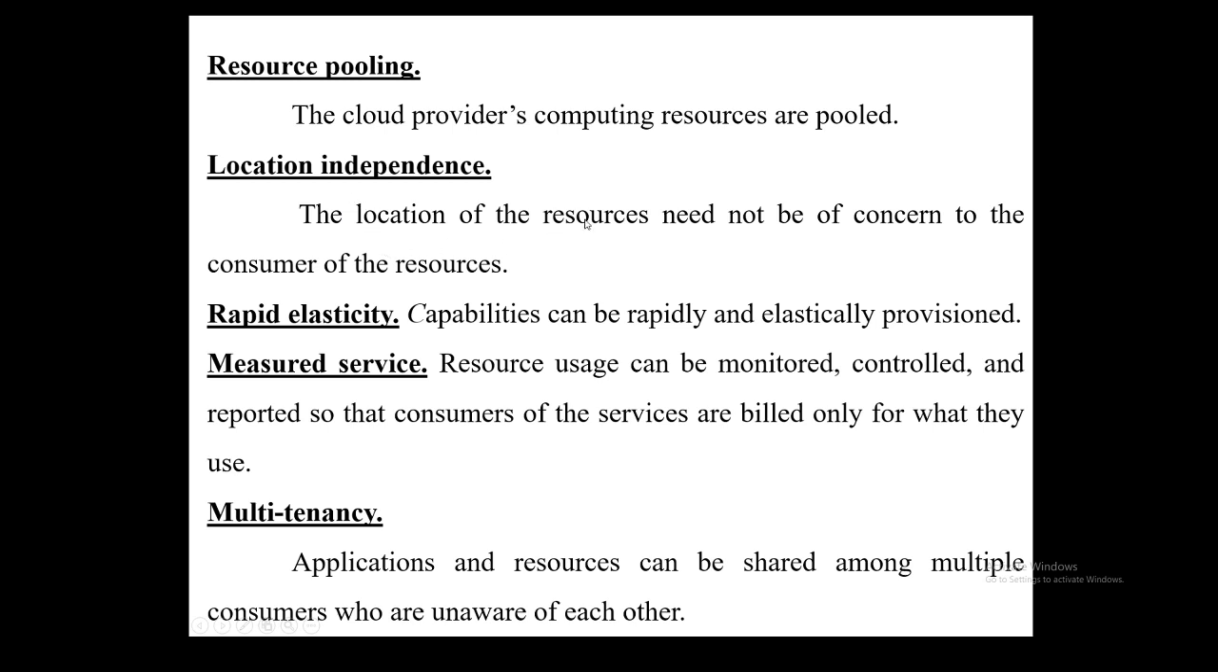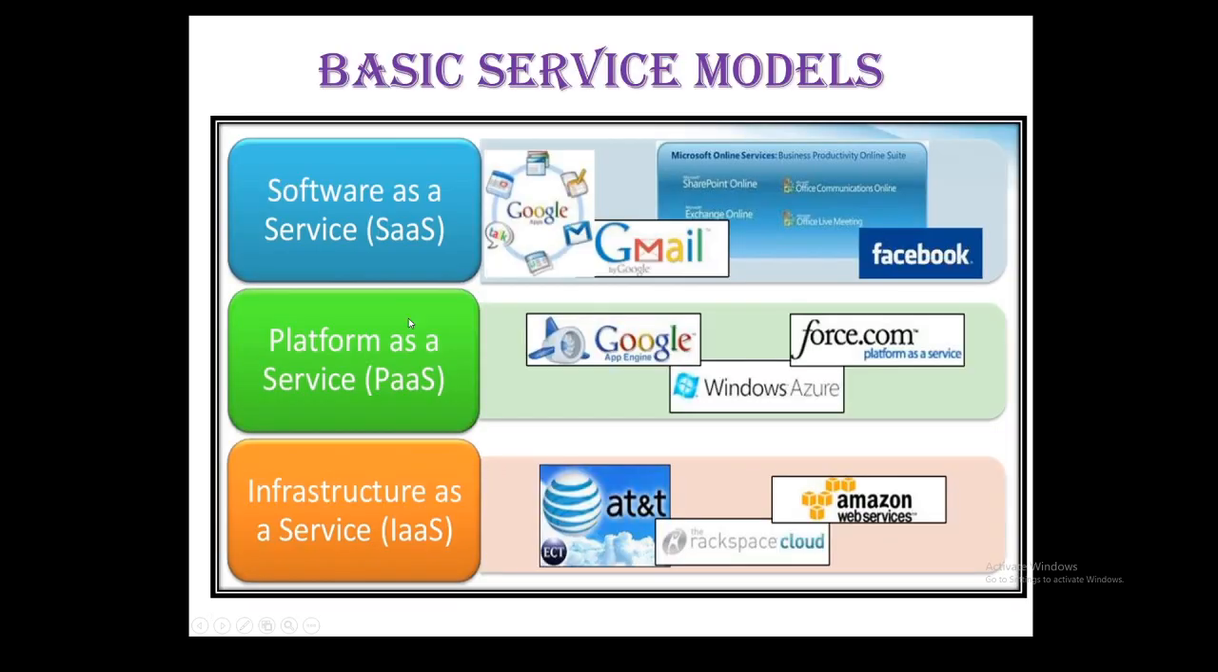Next one is location independence. It says the location of the resources need not concern the consumer of the resources. Next one is rapid elasticity, which is about resources being rapidly and elastically provisioned. Next one is the measured service, which can be monitored, controlled, and reported, so that consumers of the services are billed only for what they have used. Multi-tenancy means the resources can be shared among multiple consumers who are not aware of each other.